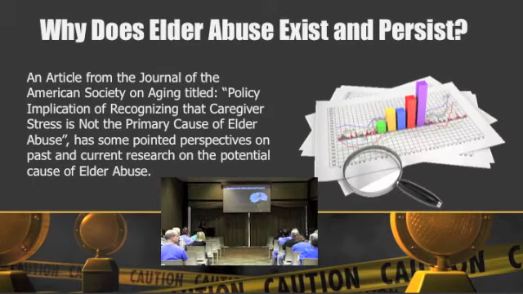There is an article from the Journal of American Society on Aging that was very interesting to read. It was called The Policy Implications of Recognizing that Caregiver Stress is Not the Primary Cause of Elder Abuse. In the 80s, there was tons of monies, research, and emphasis put on reducing the stress of the caregiver. You could see where they were coming from in that research. They wanted to stop the elder abuse.